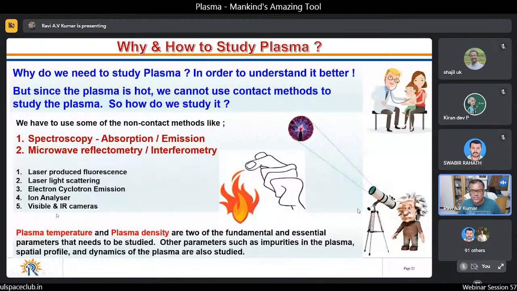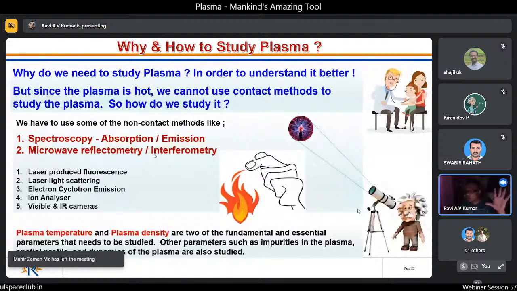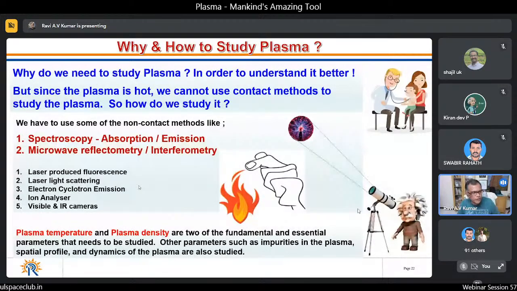There are about 30 or 40 such methods, but I will confine myself to just two methods which you can easily identify with. One is spectroscopy, and the other is microwave reflectometry or interferometry. This name sounds very complex, but it is not. Let us get into one of these. Basically, what any plasma scientist requires is the plasma temperature and the plasma density. These are the two major components that any plasma scientist wants to understand and know.